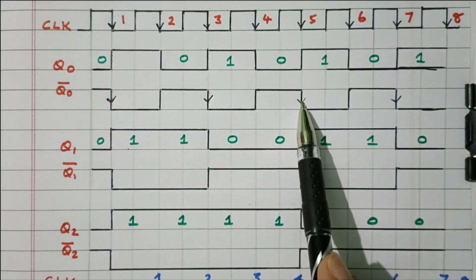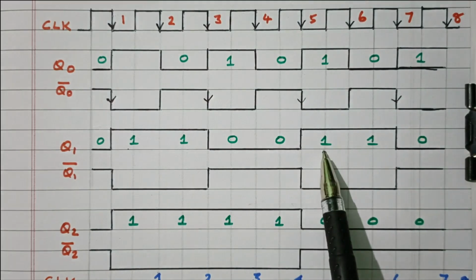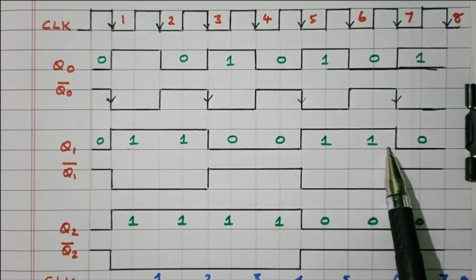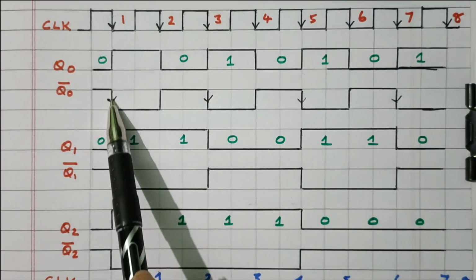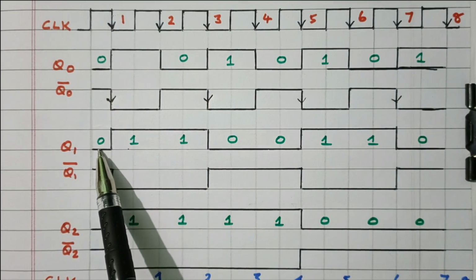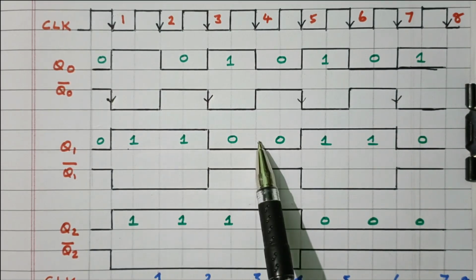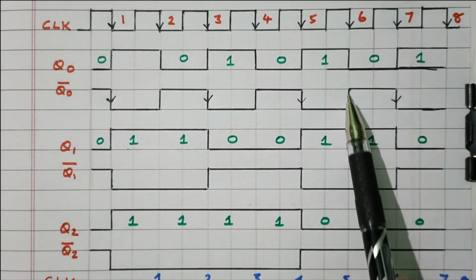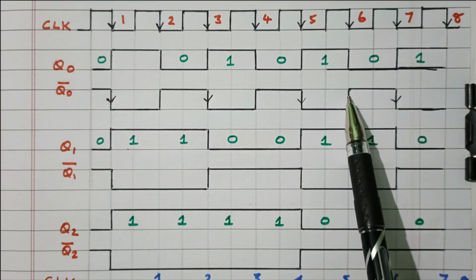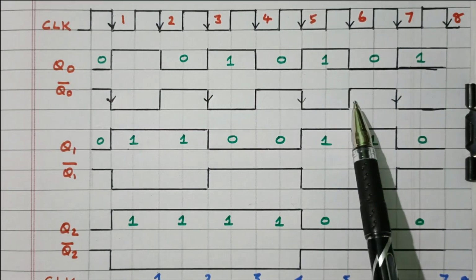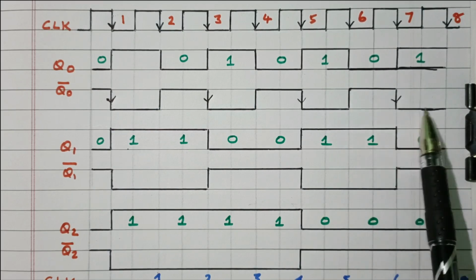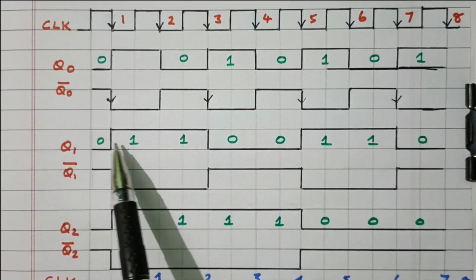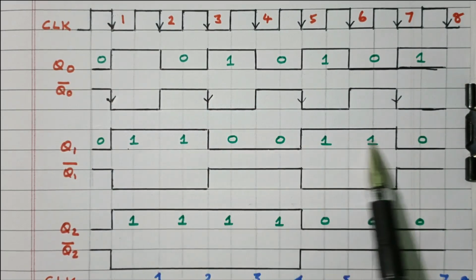During the next negative edge, 0 changed to 1. Here it is a positive edge, no change. During the next, it changed from 1 to 0. So at every negative edge trigger, the state changes: 0 to 1, 1 to 0, 0 to 1, 1 to 0. This is not applicable when the clock pulse is directly connected. This is called rising, 0 to 1. This is falling, 1 to 0. Right? So at every negative edge of this Q0 bar, the Q1 output changes.